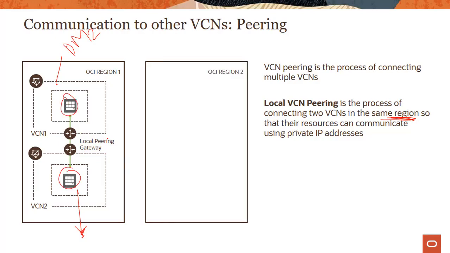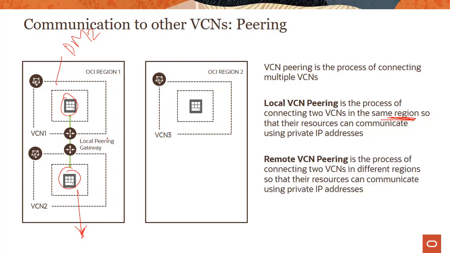Now, what if you have VCNs in other regions? We talked about the fact that many regions have region pairs, two regions existing in the same geopolitical area, or even if they are in different areas, you might do things like global rollouts. You might do things like disaster recovery, right? So you might still be talking between two different regions. In that case, you have the construct of remote VCN peering, similar to local VCN peering, but now you're connecting two VCNs in different regions, so their resources can communicate using private IP addresses.